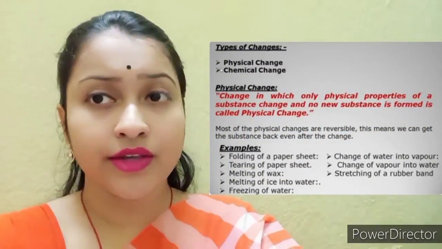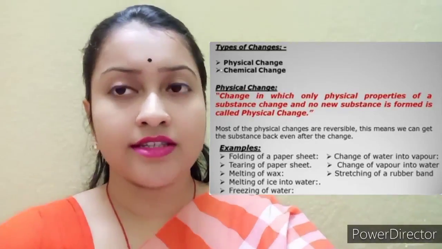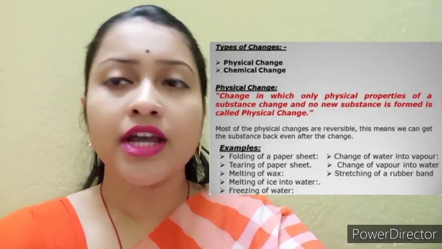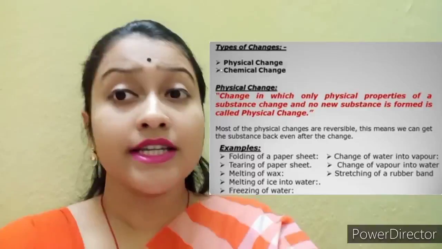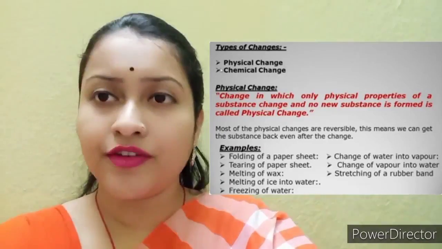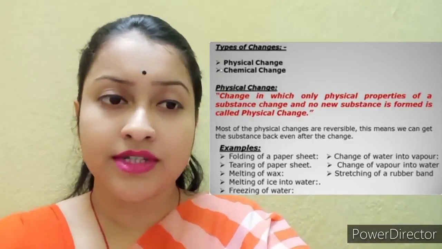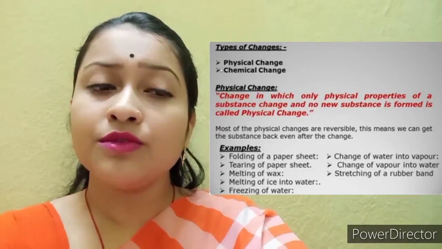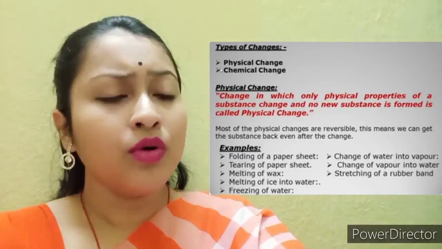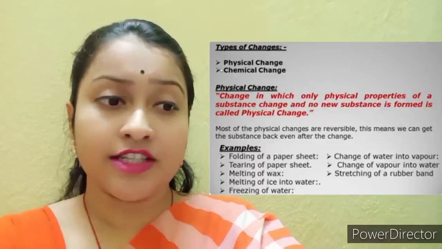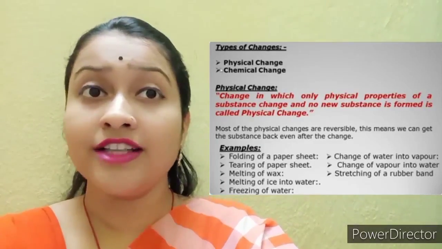Now, I will tell you the types of changes. There are two types of changes. Number one is physical change and number two is chemical change. First of all, what is a physical change? The definition: changes in which only physical properties of a substance change and no new substance is formed are called physical changes. Most of the physical changes are reversible. This means we can get the substance back even after the change.